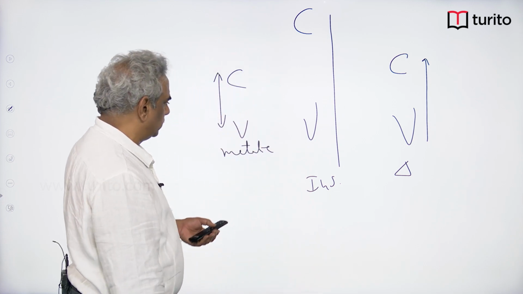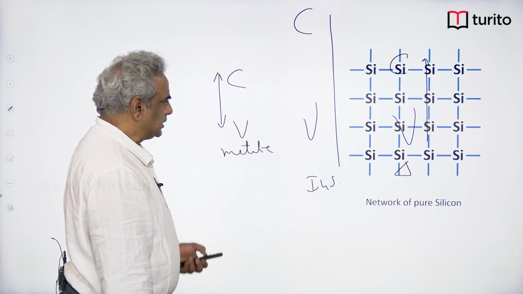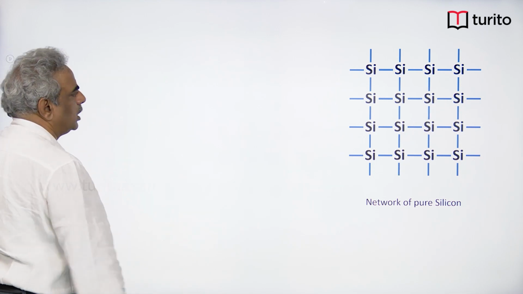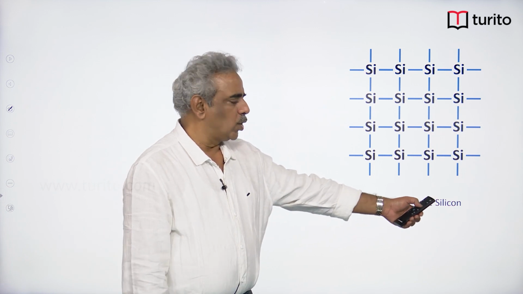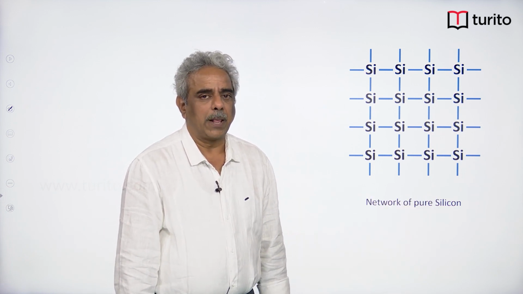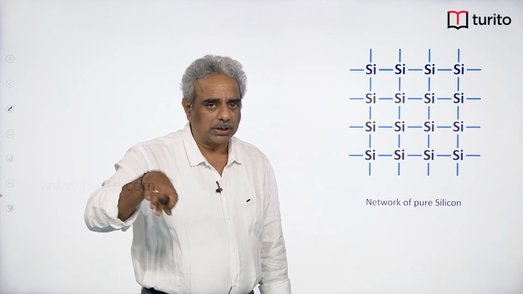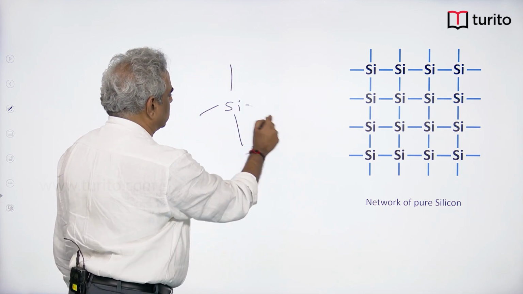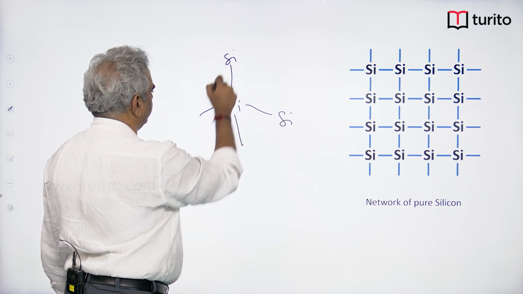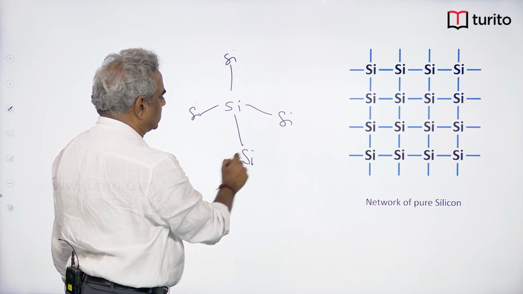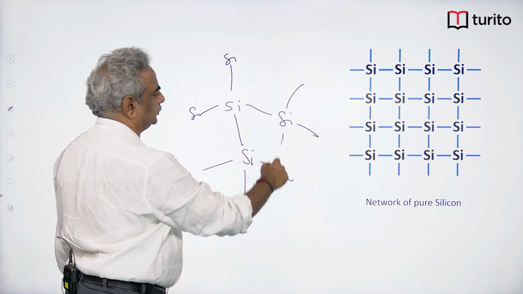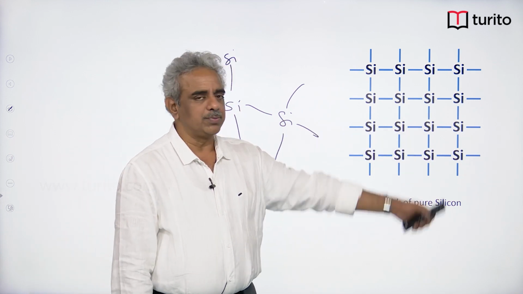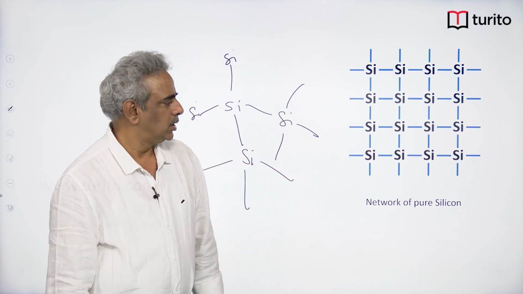Let us see some examples. See that silicon crystal. Pure silicon, a beautiful solid. In the beginning we decided these are network solids. Each silicon is bonded to 4 other silicons tetrahedrally, and this continues like this. So, this is a network solid.